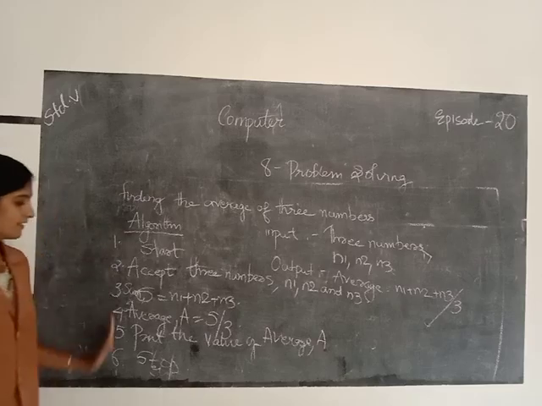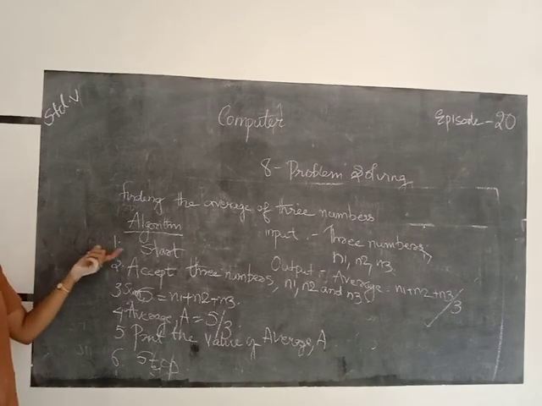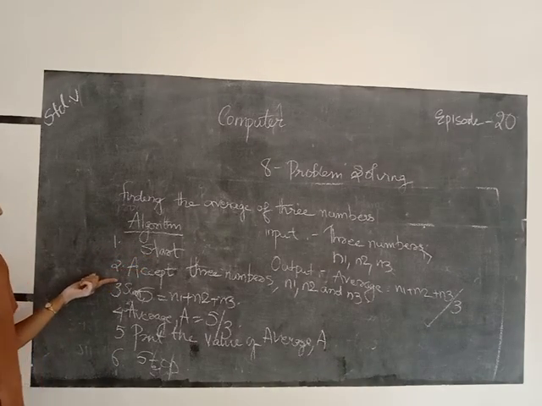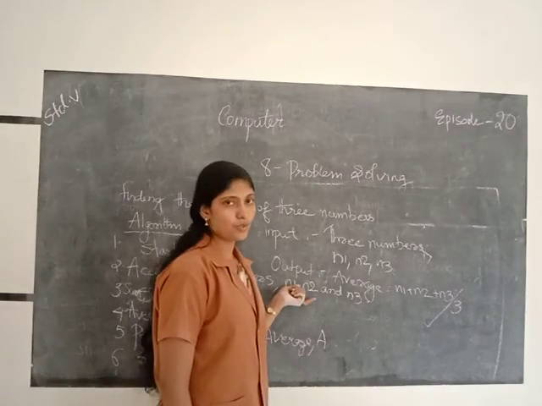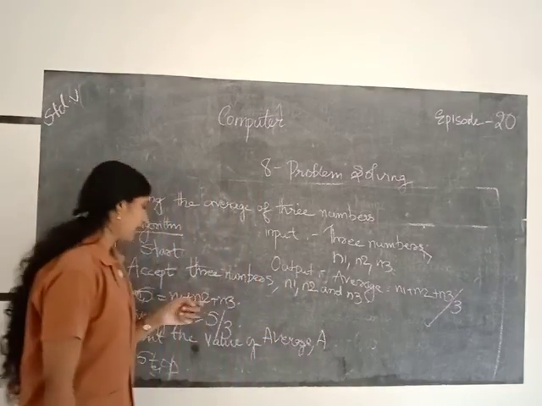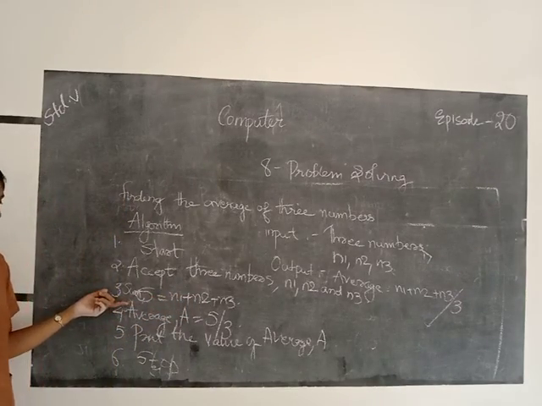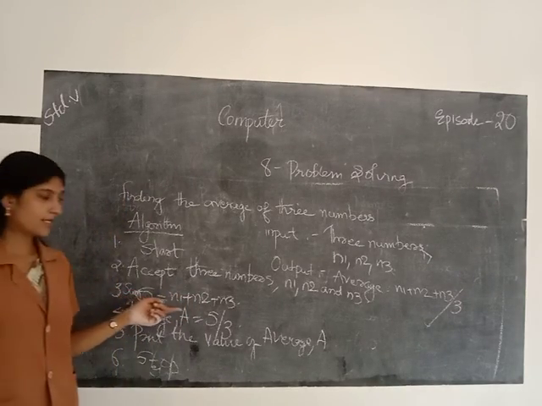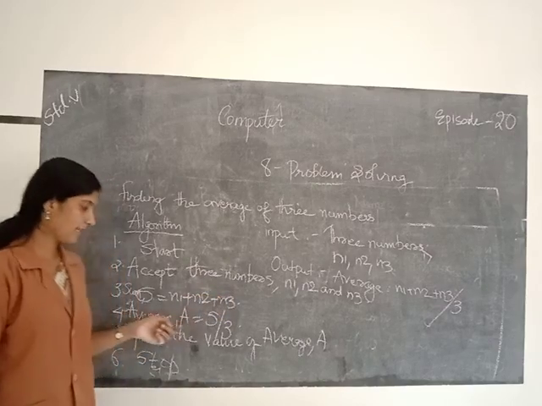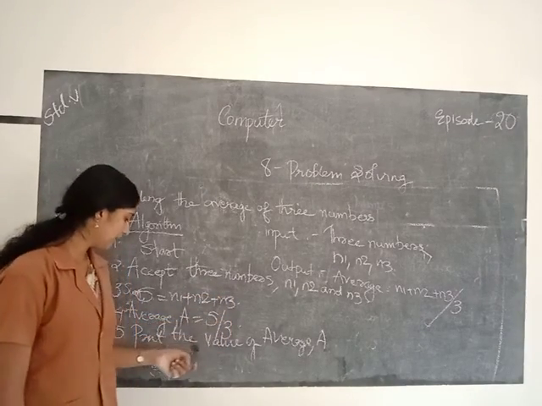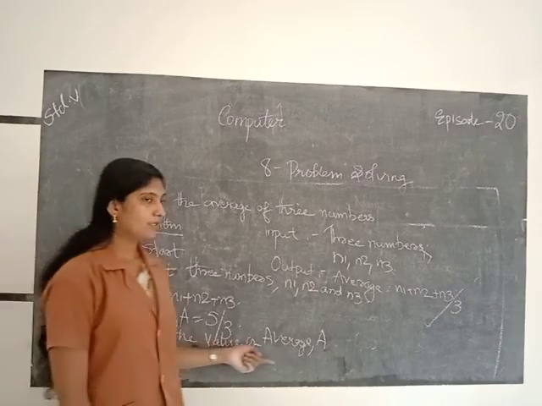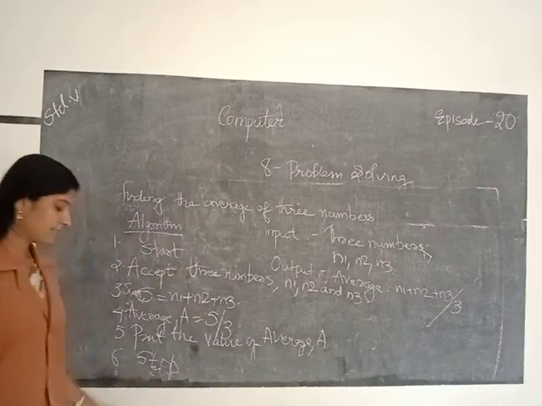So here is the algorithm. First one, start, then accept the three numbers n1, n2 and n3. Then find the sum, comma, s equal to n1 plus n2 plus n3. Then find the average a is equal to s by 3. Then print the value of average a, then stop.